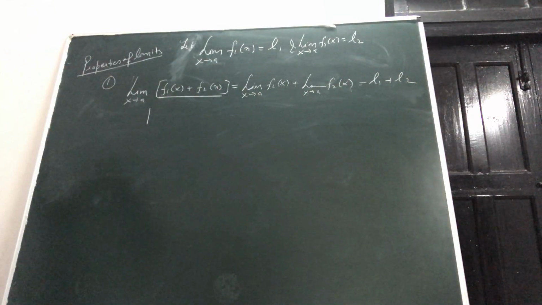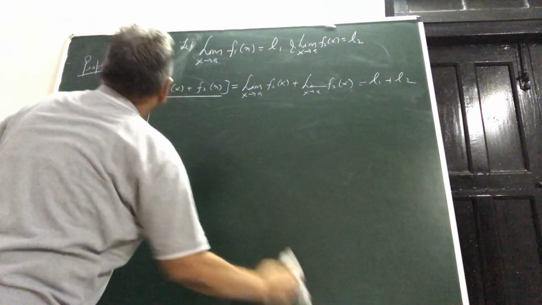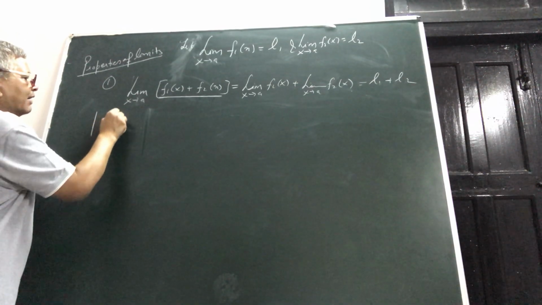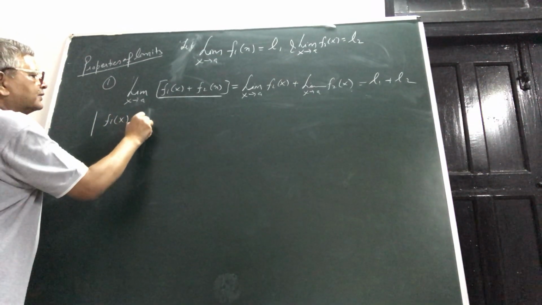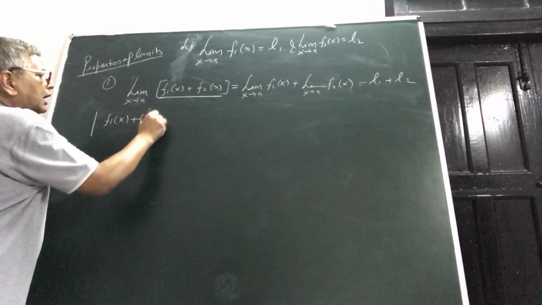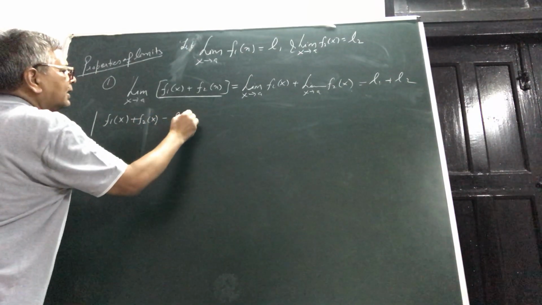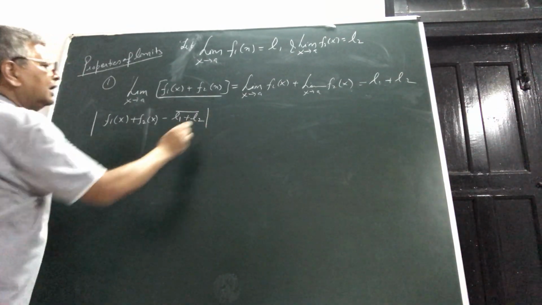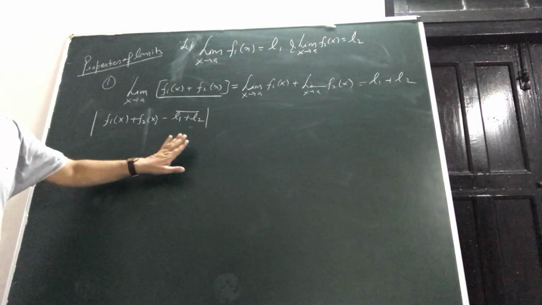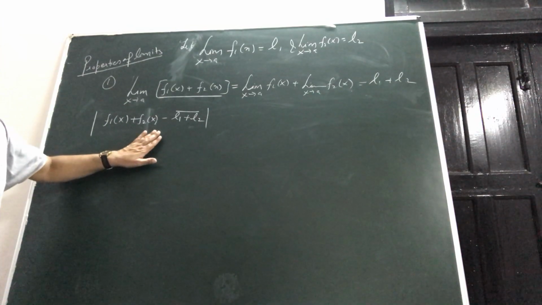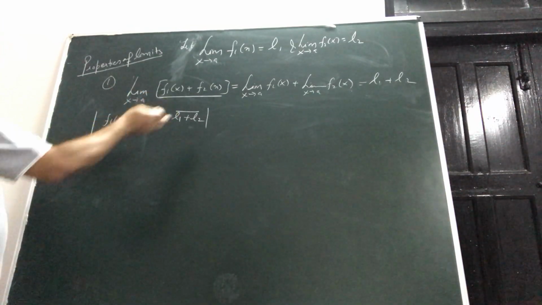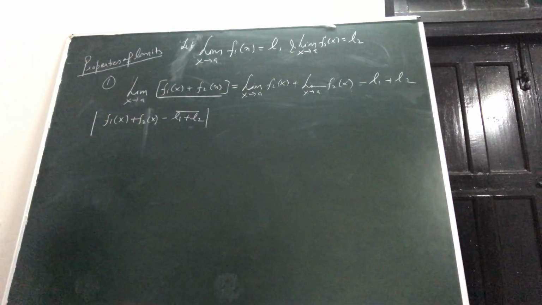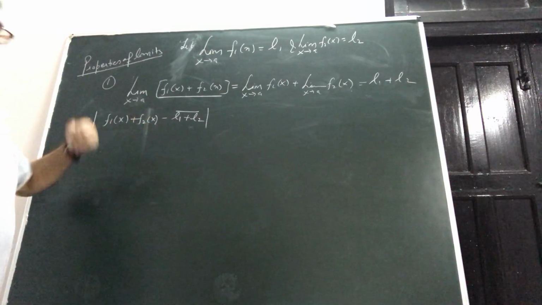So for proving this, please see a little bit of simple calculation. I am doing modulus of f1(x) plus f2(x) minus (L1 plus L2). This thing I will show is less than epsilon. This will be less than epsilon because epsilon is given. But how to determine the delta? It has to be determined on the basis of this thing only.